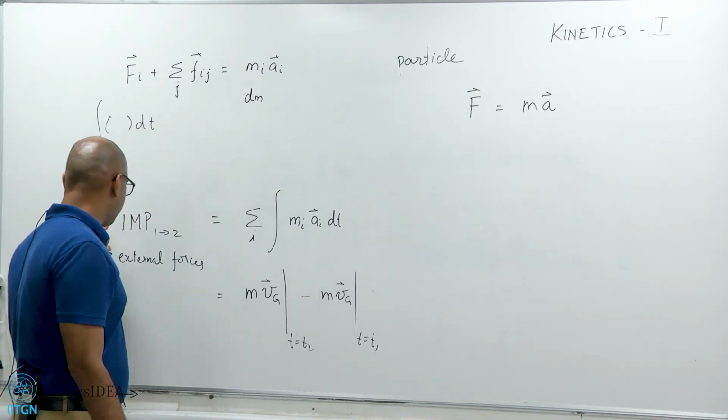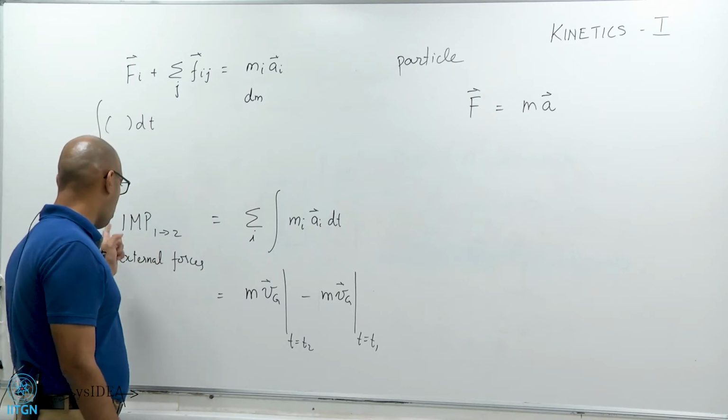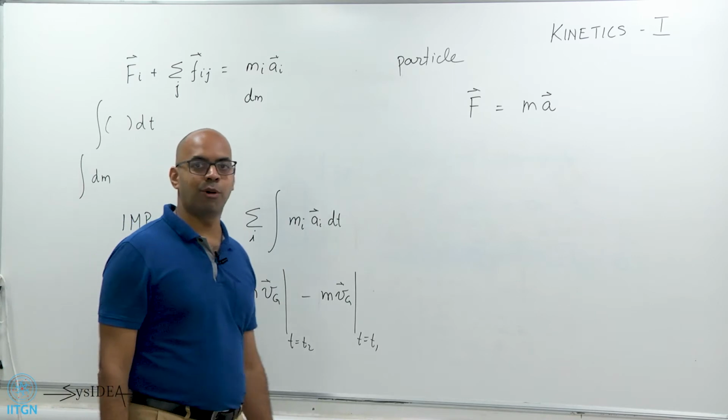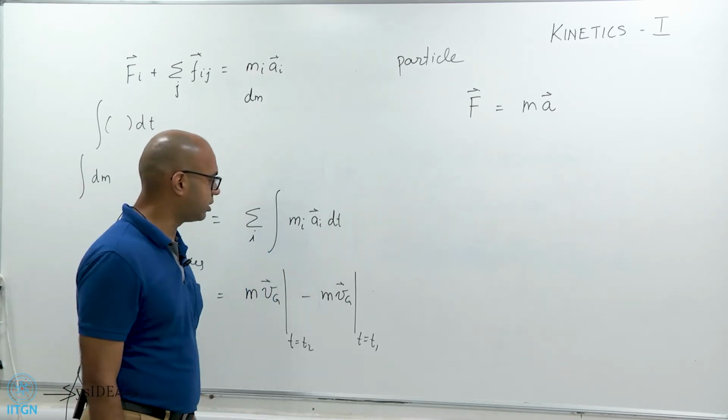The total impulse due to external forces acting on the rigid body from time instant 1 to 2 is equal to the change in momentum of the center of gravity of the rigid body.